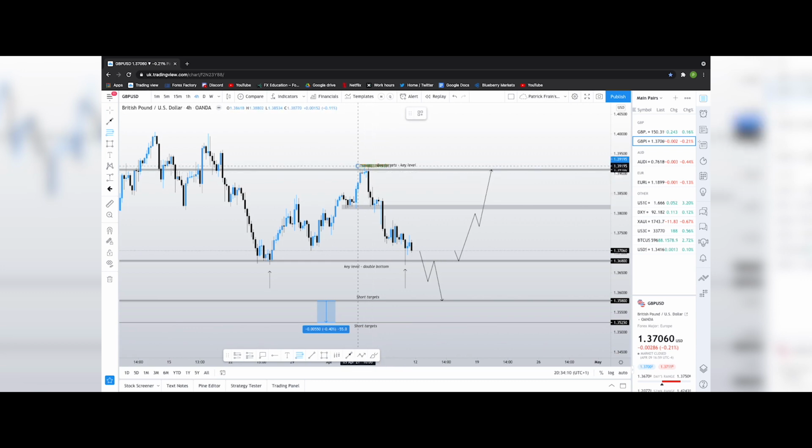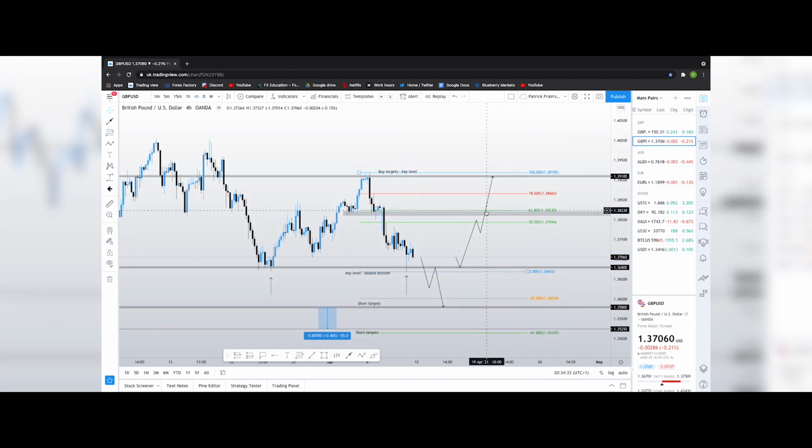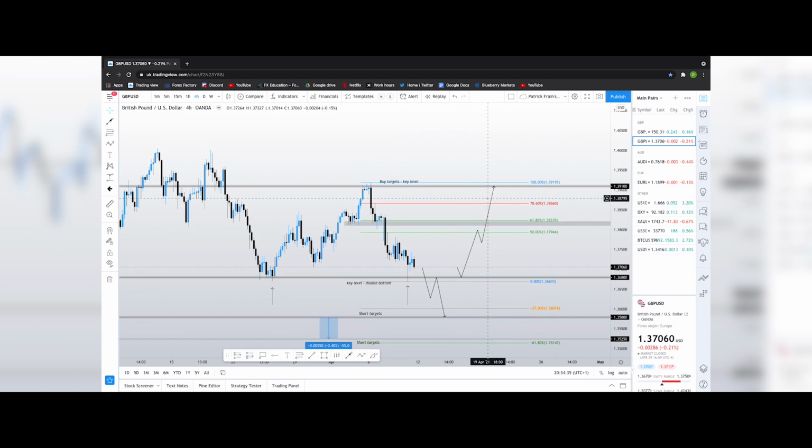If we do draw the Fibonacci from the swing high to the swing low, we have our 50% and also our 61.8%, which is our golden zone. This level of structure is just below the 61.8, so it could reject this and act as resistance, and then we could see moves back down off this level here, back down to around our lows at 1.36800. However, if we do break this level, I will see price going up to 1.39100 for our buy targets.